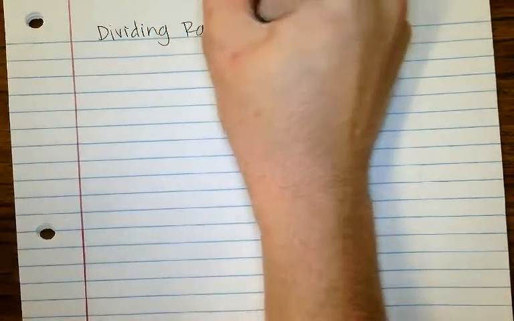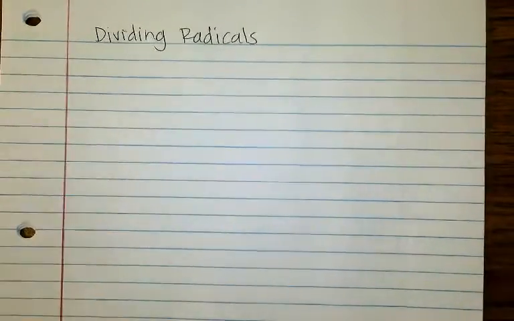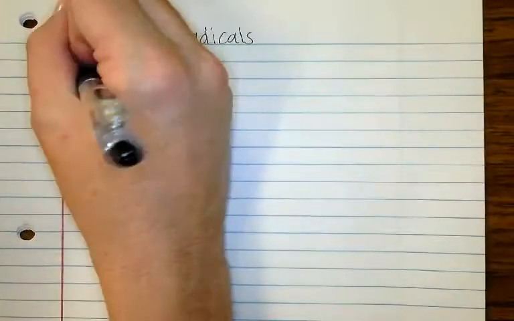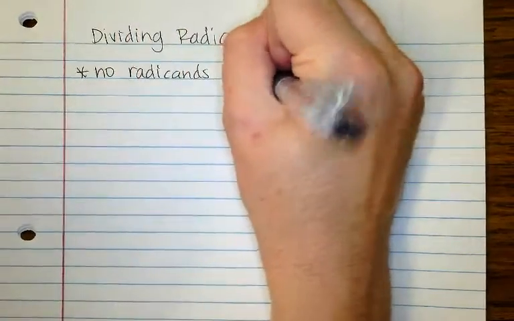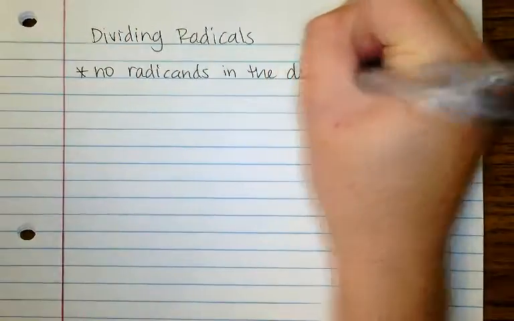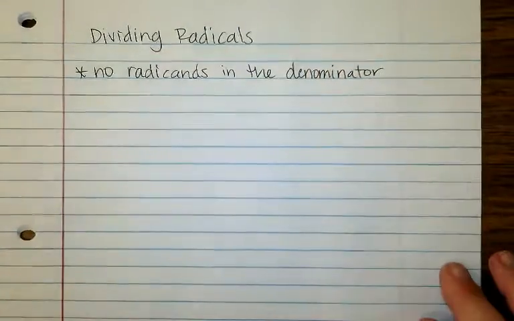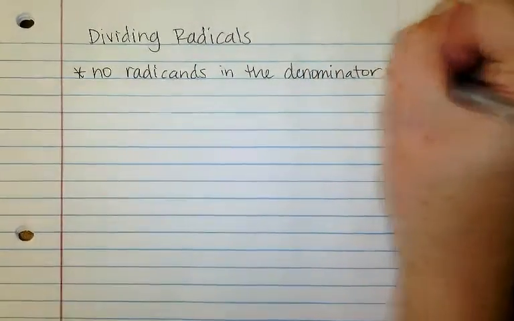So for dividing radicals, there's a few different ways. The biggest rule with dividing radicals is that there can be no radicands in the denominator. There's no fractions in the radical, but the big rule is there can be no radicands in the denominator. Okay? So these are our big rules with dividing radicals that we have to remember.